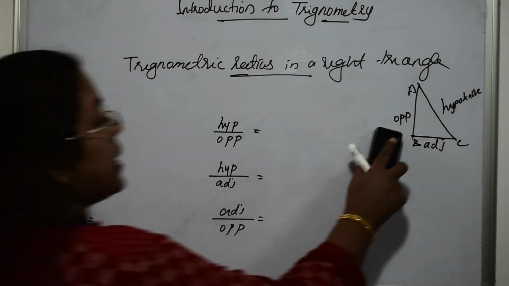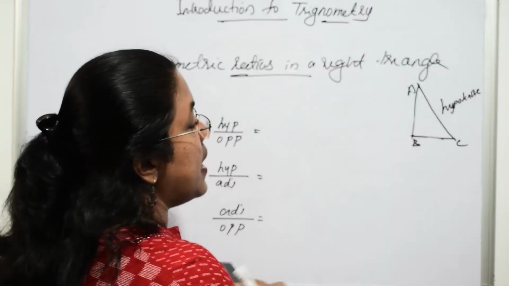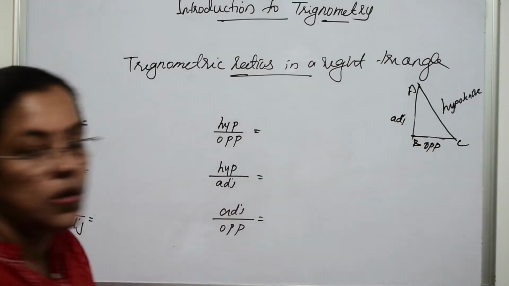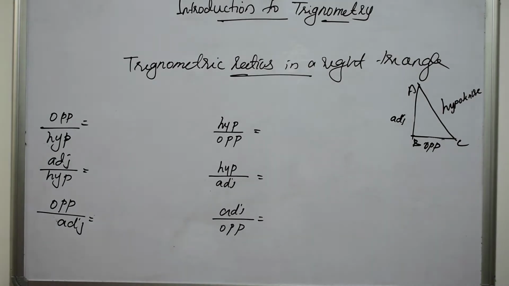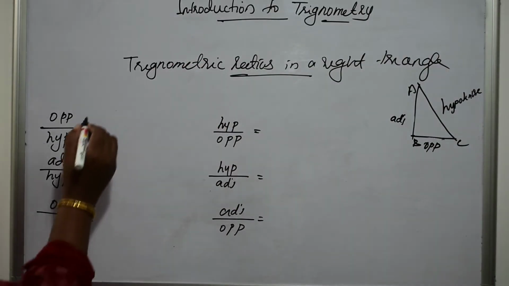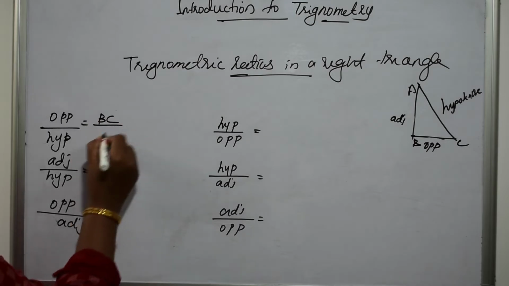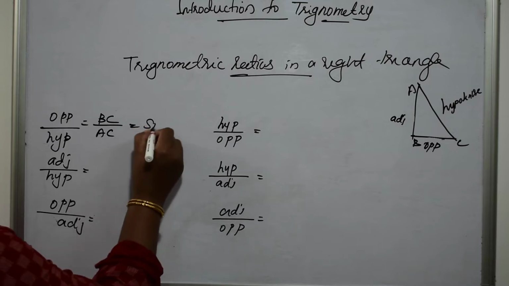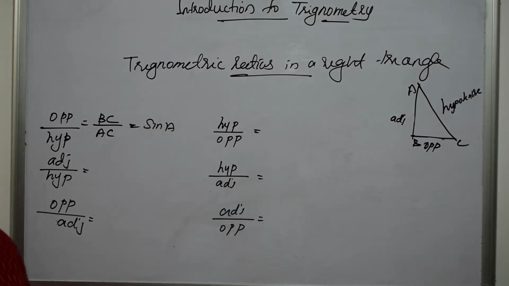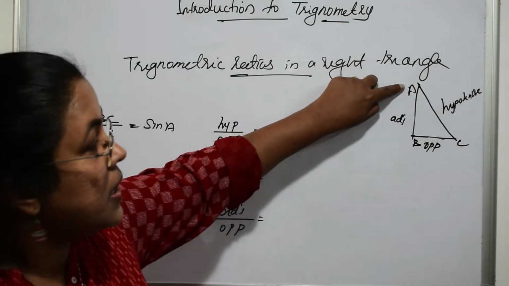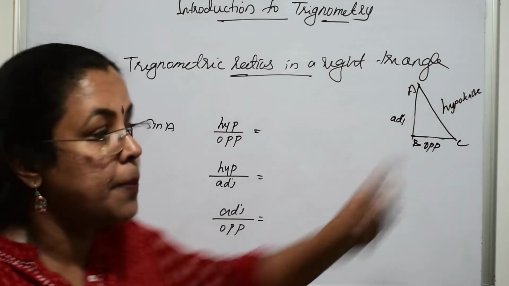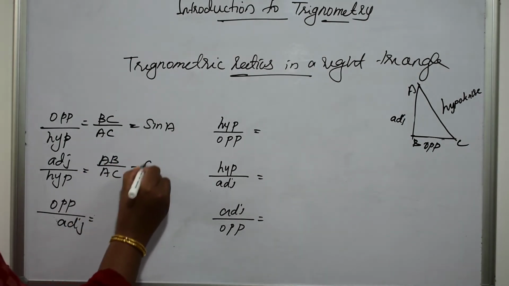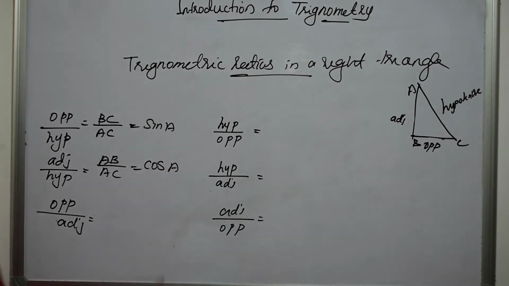With respect to angle A, AB is the adjacent side and BC is the opposite side. So, what is sine of angle A? Opposite side by hypotenuse, that means BC by AC is sine of angle A. Okay. The meaning of cosine of angle A is adjacent side by hypotenuse. That means AB by AC is cosine of angle A and we write it as cos A.